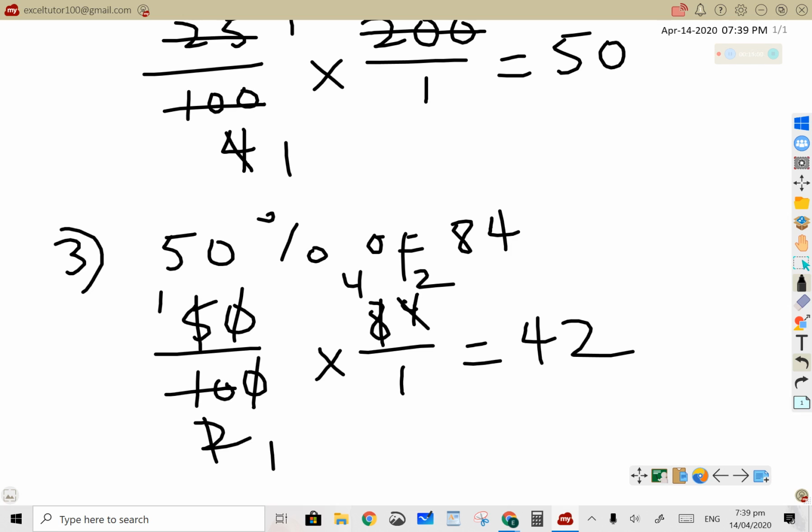Okay, so some of these are quite simple. So basically you follow the same method of the example. You put your percentage over 100, basically creating a fraction, and then you multiply by the quantity that you want to calculate the percentage of.